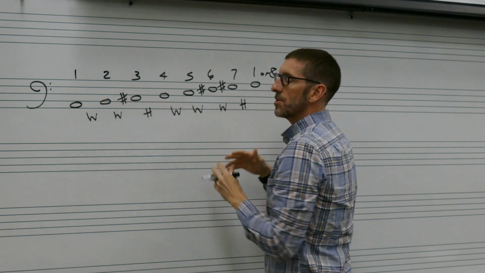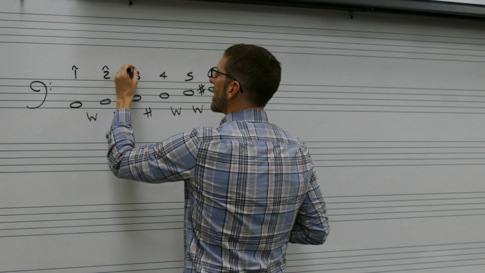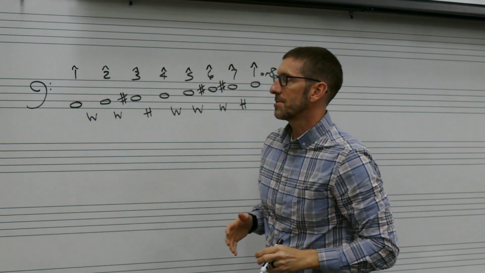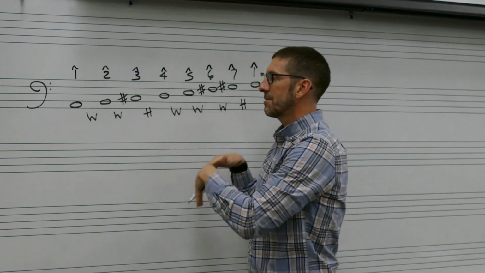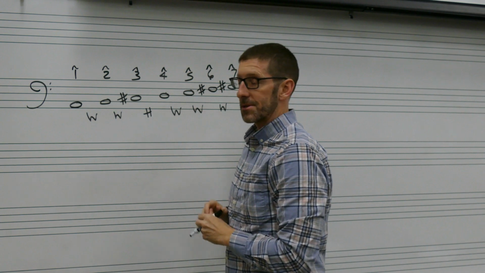Now, one more notation we have to put on here is that we put this little caret top mark, and that's how we denote specifically a scale degree as opposed to some other use of that number. So that's the first thing, scale degrees.